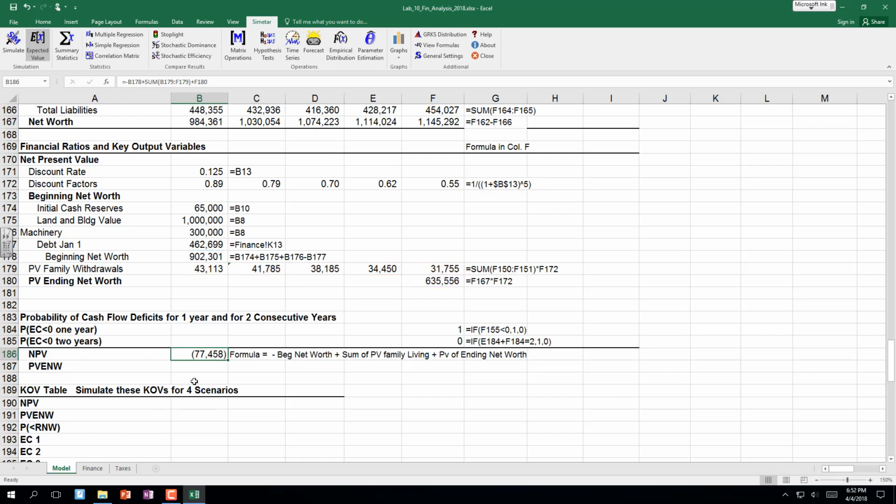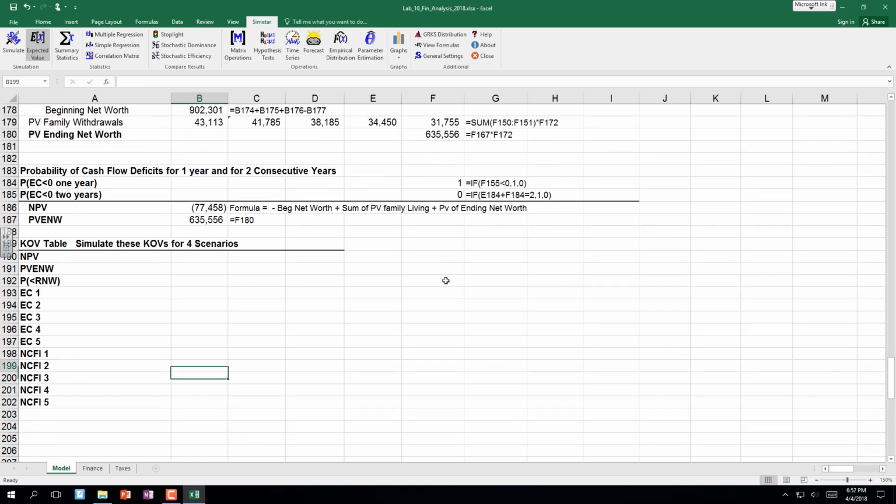Now, the present value of ending net worth, the PVENW, is equal to that number right there, 635. We've already calculated that. And this is a KOV table. For right now, we'll just put in present value, net present value. Okay? Now, we've all got to this point. Hit save.